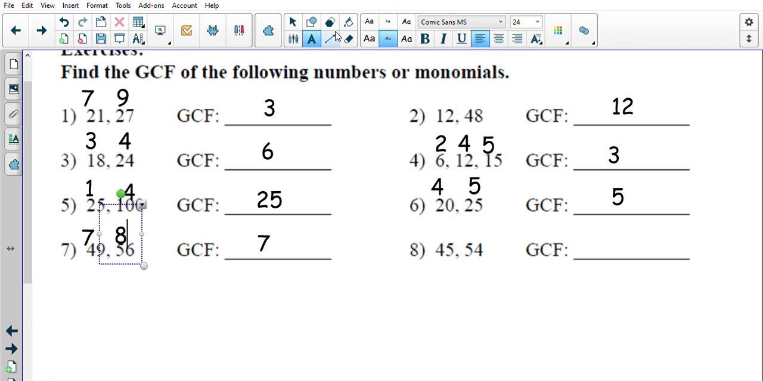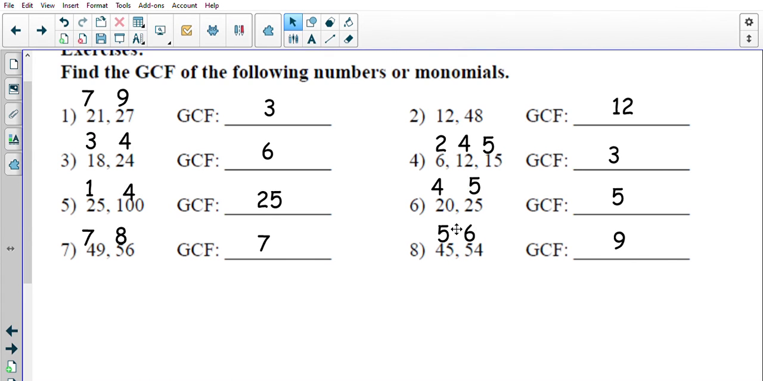Number 8, 45 and 54. What's their greatest common factor? Hopefully you are thinking 9. Both 45 and 54 divide by 9. 45 divided by 9 is going to be 5. 54 divided by 9 is going to be 6. And the only thing they both divide by is 1.